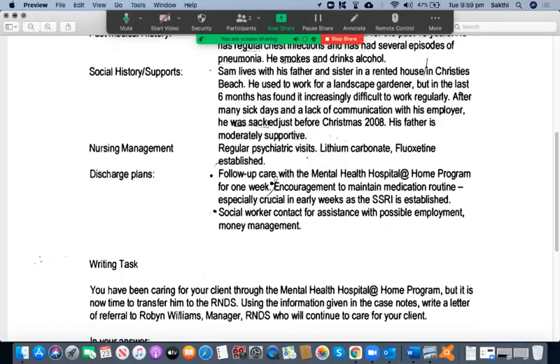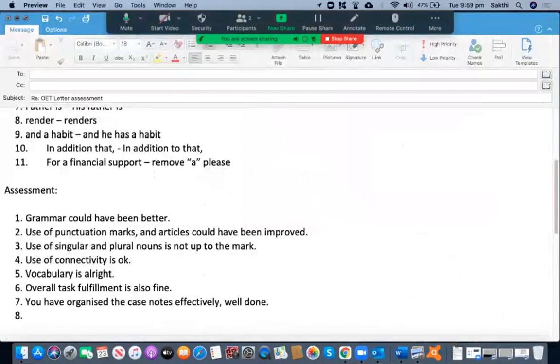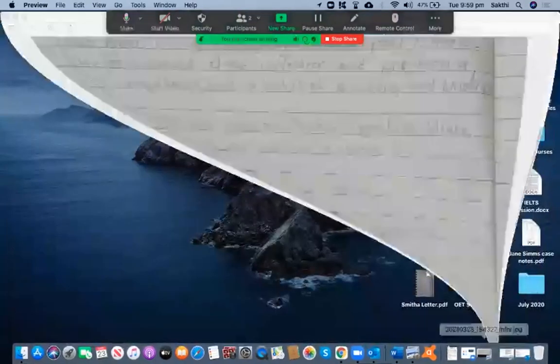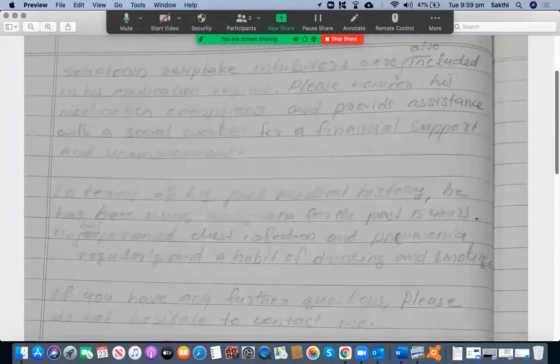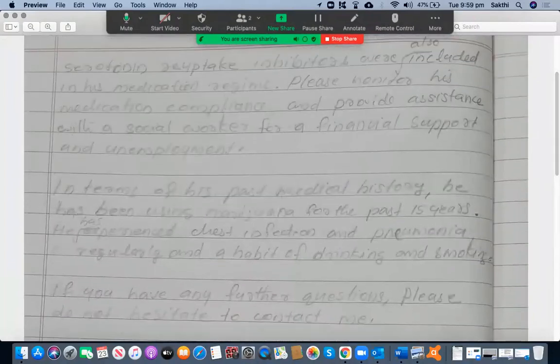But did you mention financial management in your letter? I'll have a look at it. Yes, sir. Financial support. Okay, where did you mention that? Sorry, medication compliance is okay. Medication regime is all right. Okay, all right. And unemployment? No. This is wrong. Social worker for financial support and employment. It's not unemployment. Provide assistance to the social worker for employment.